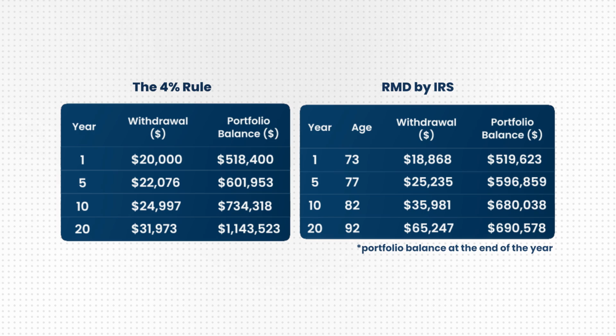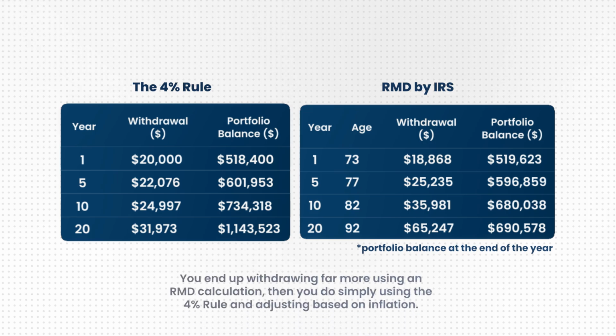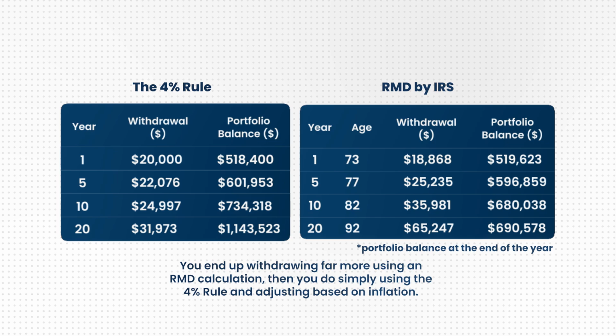Their trajectory, however, does not continue in the same fashion. Extending out 10 or 20 years, you end up withdrawing far more using an RMD calculation than you do simply using the 4% rule and adjusting each year based on inflation.